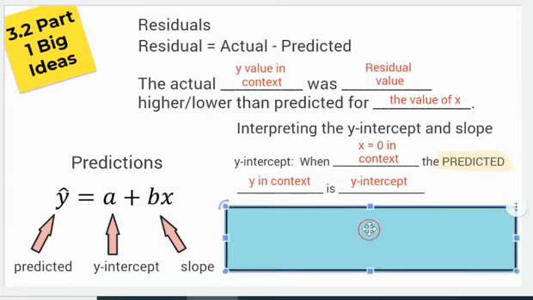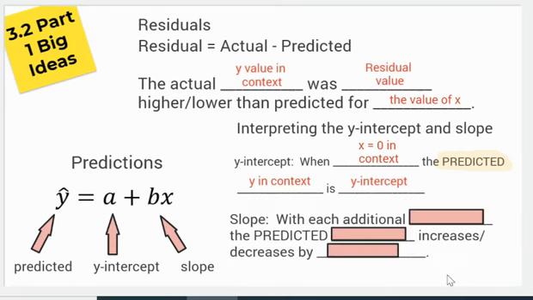So now let's look at slope. Slope would be interpreted this way. With each additional blank, the predicted blank increases or decreases by blank. So what goes into those? Well, I want to make note again that we're going to be using the word predicted. If you leave this term predicted out, you will get dinged for it. So let's take a look at what goes in the blanks.